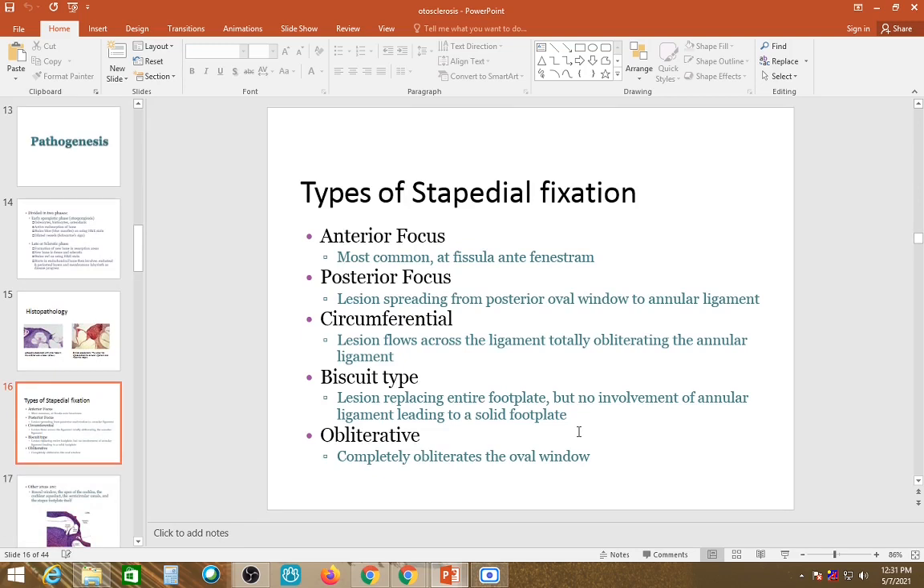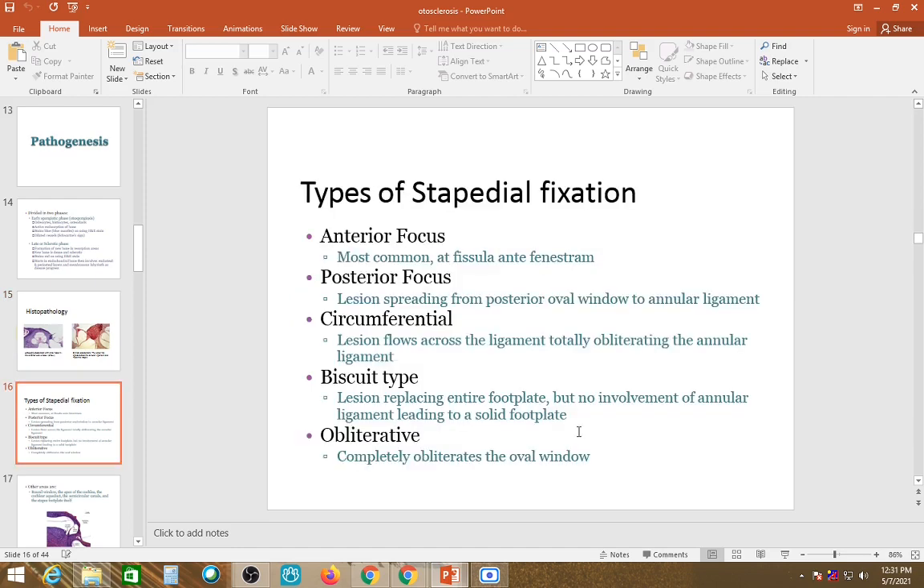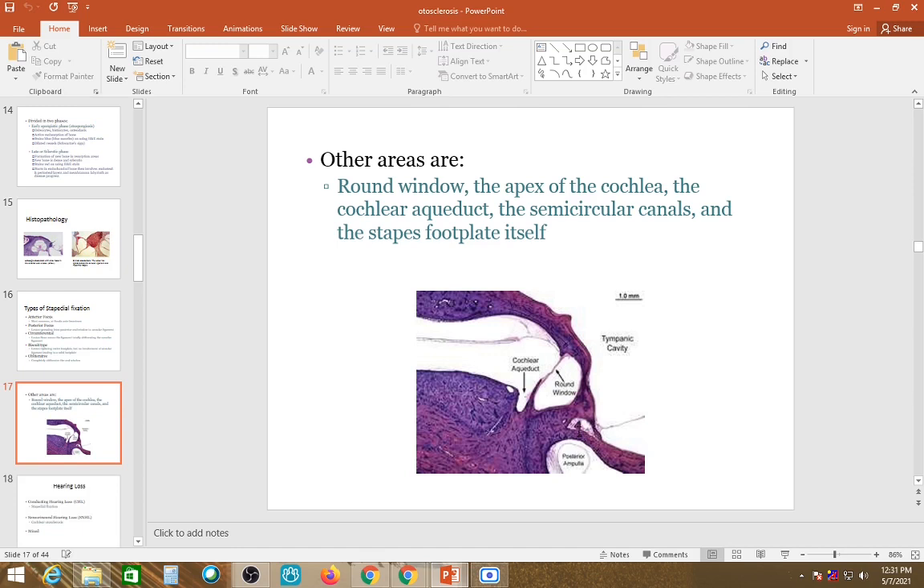The types of stapes fixation. How do we fix? Anteriorly, it can be fixed posteriorly or circumferentially, biscuit type and obliterative. These are the types of stapes fixation. So you have already seen in the earlier slide how it's fixed. And other areas can also be included, meaning affected: the round window, the cochlear aqueduct, the semicircular canal, and the stapes footplate itself can also be involved.